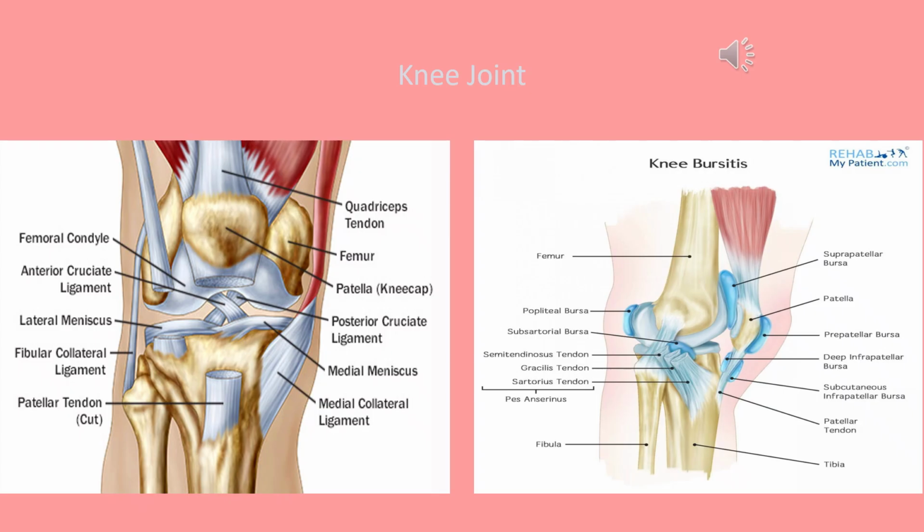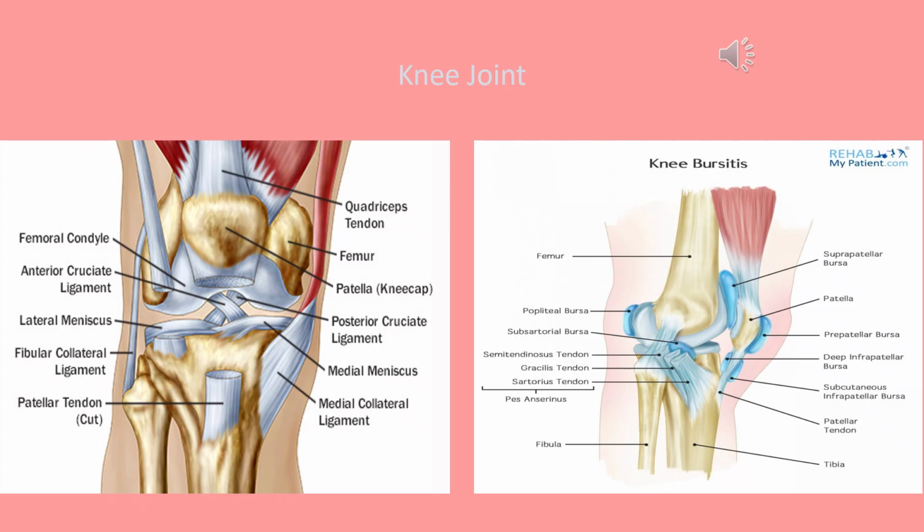We have the anterior and posterior cruciate ligaments inside the joint capsule. And then outside the joint capsule, we have the lateral collateral and the medial collateral ligaments to hold the bones together.